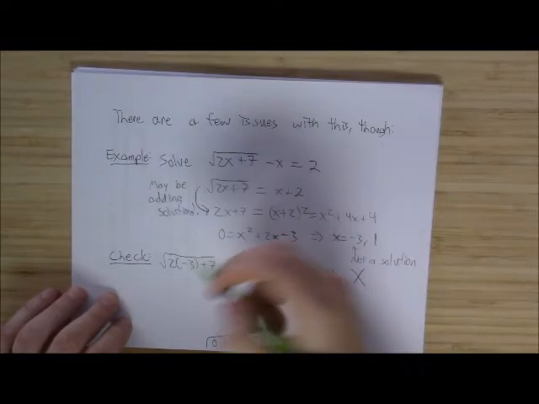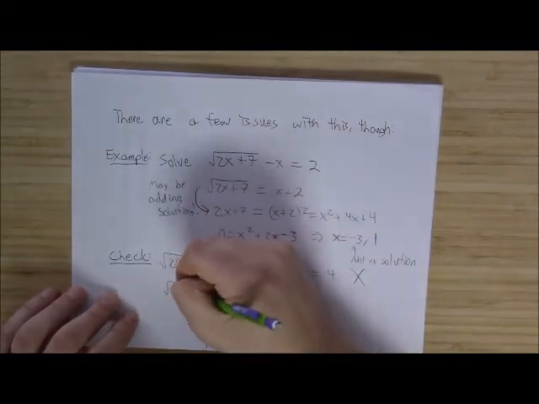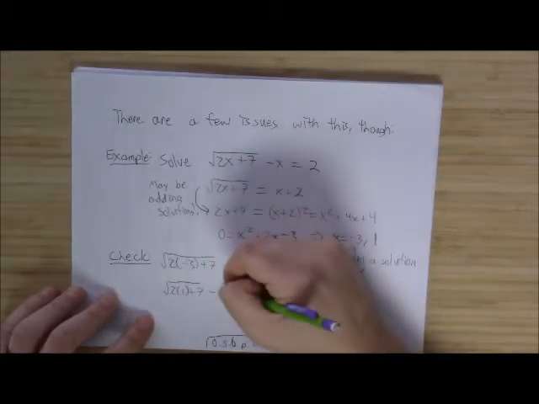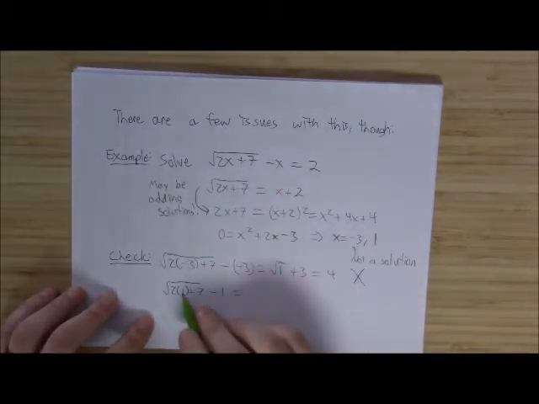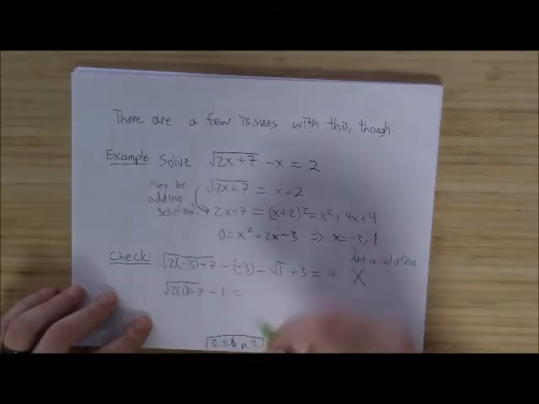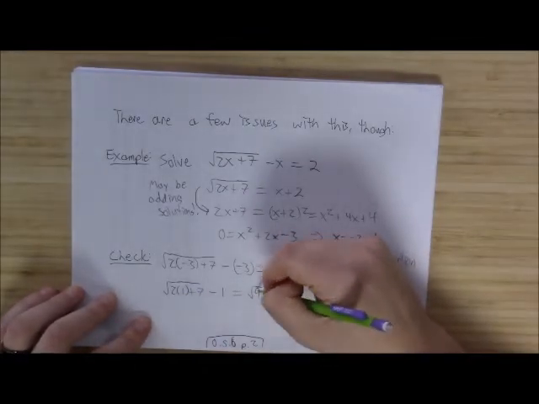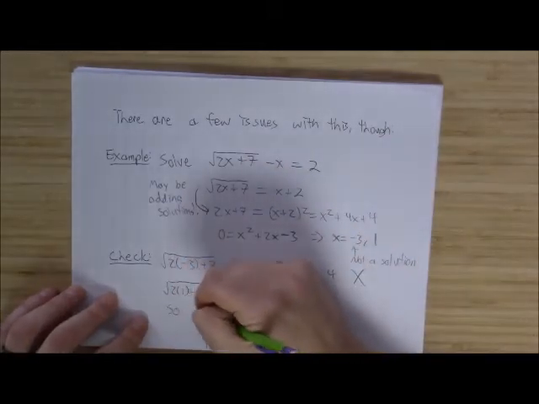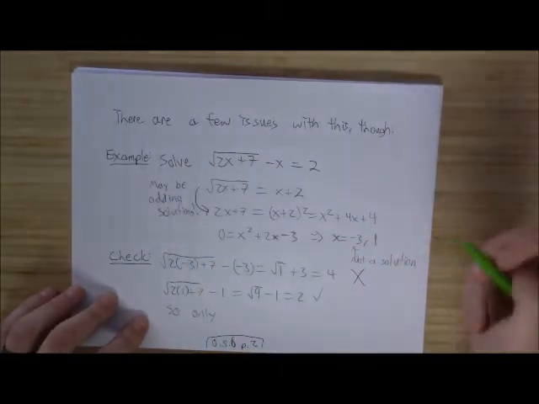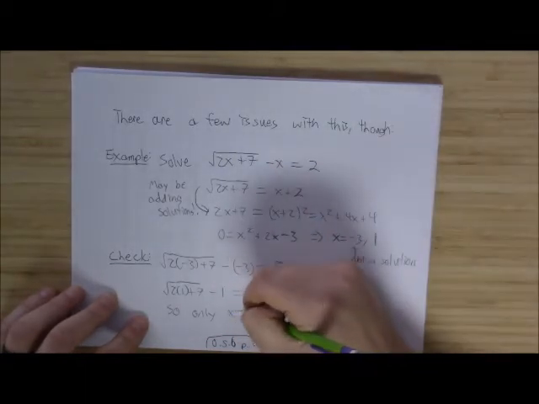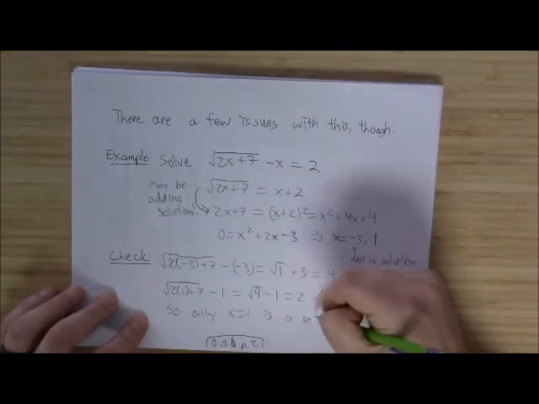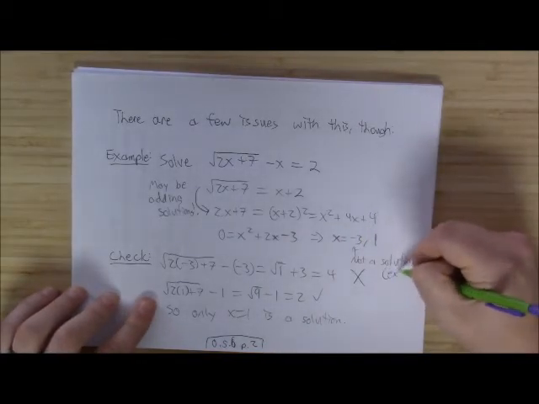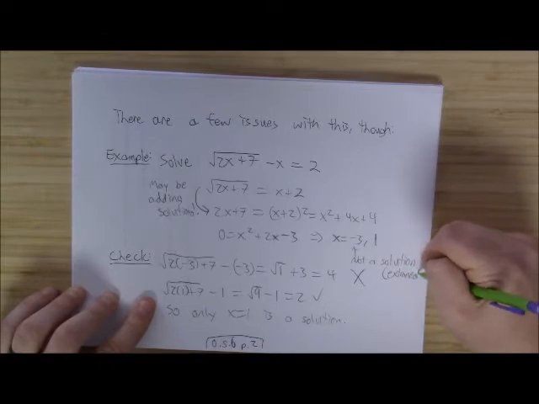On the other hand, if we plug 1 in, we get square root of 2 times 1 plus 7 minus 1. What does that equal? Well, 2 times 1 is 2, plus 7, square root of 9, minus 1. That would give me 3. 3 minus 1 is 2. So that is a solution. So only x equals 1 is a solution. That is, negative 3 is extraneous. That was the word we used for it. Okay.